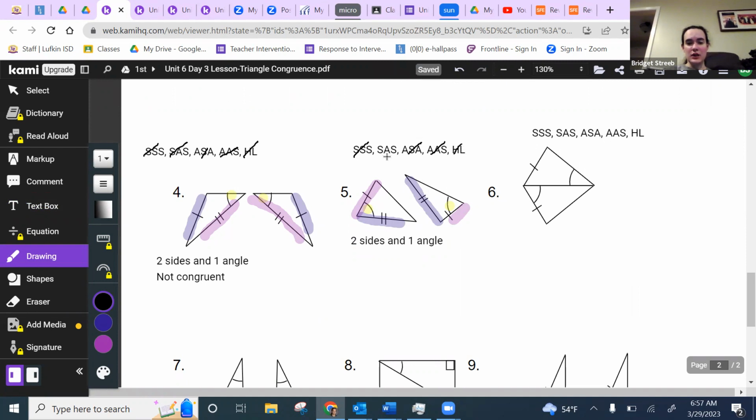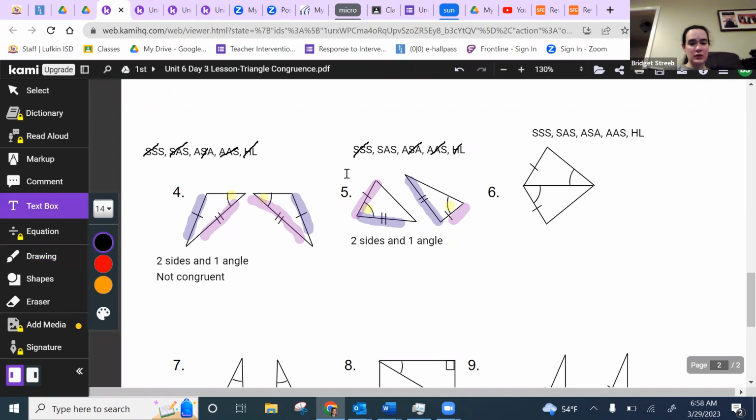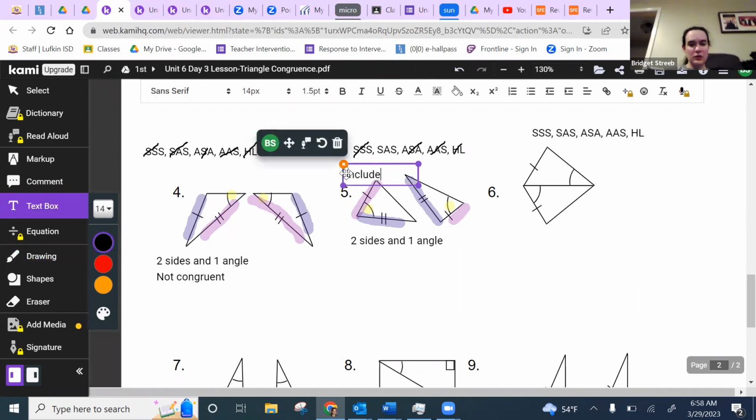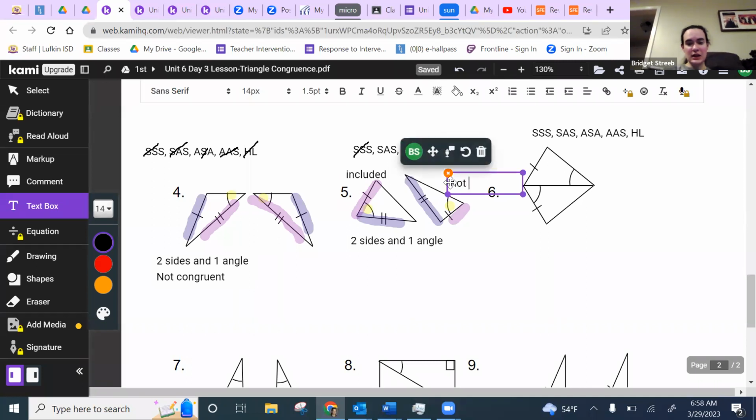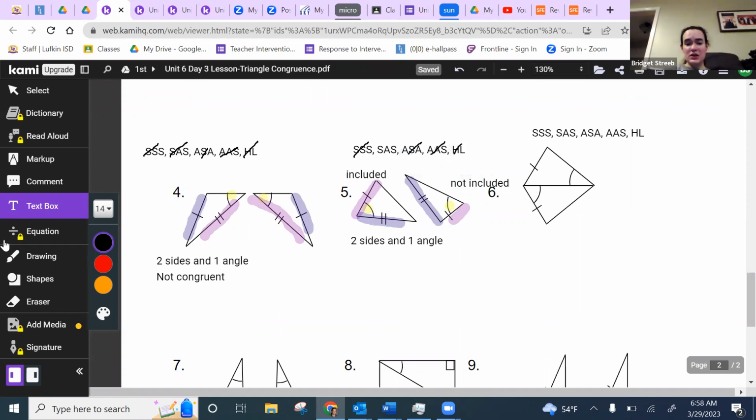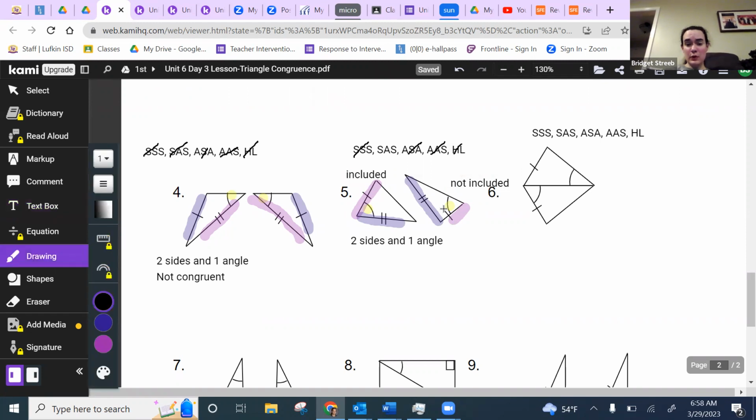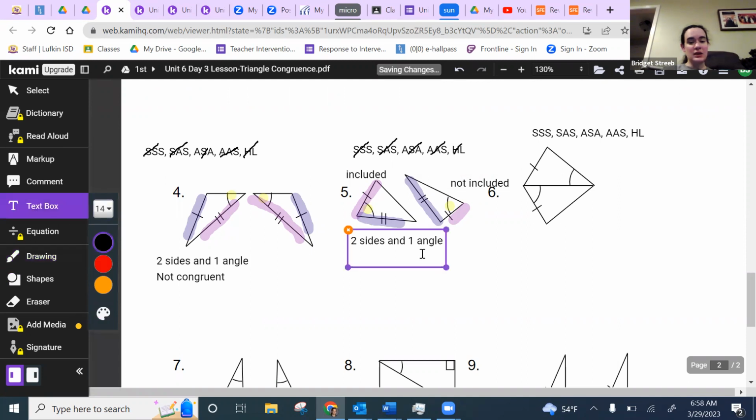Now we have to check where that angle is. So on this first figure, the angle is included. It's in the middle. This second one, it's not included. So they don't match. One works, but the other one doesn't. So it's not side, angle, side. It is not congruent.